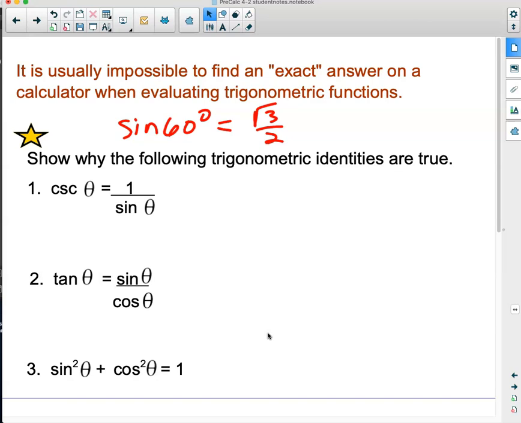So this says, show why the following trigonometric identities are true. And this is going to start us down the road of being able to prove things algebraically using trig. So this says the cosecant is 1 over the sine of theta. Well, to figure this out, I want to go back to those definitions of opposite, adjacent, and hypotenuse. So this would be 1 over, and then I remember SOHCAHTOA, sine is opposite over hypotenuse.